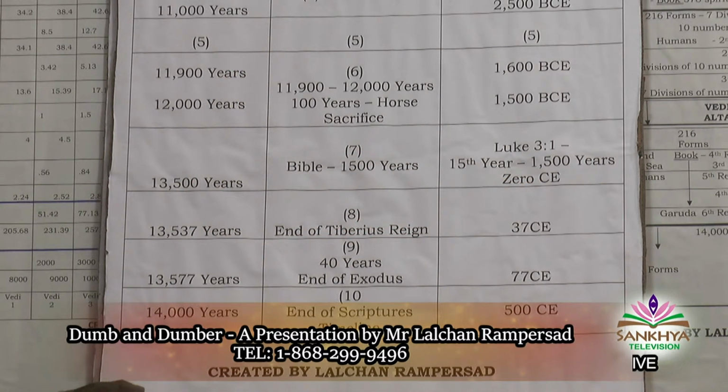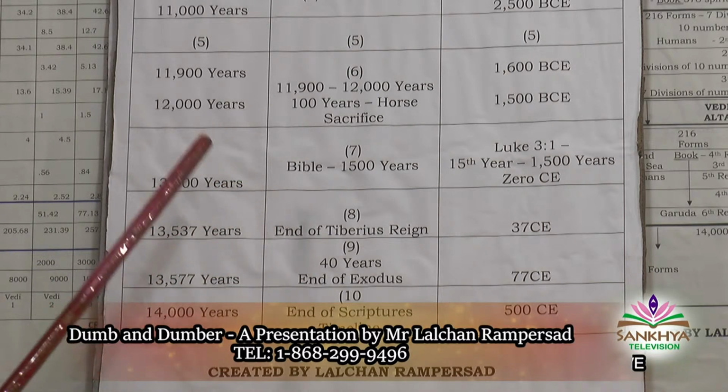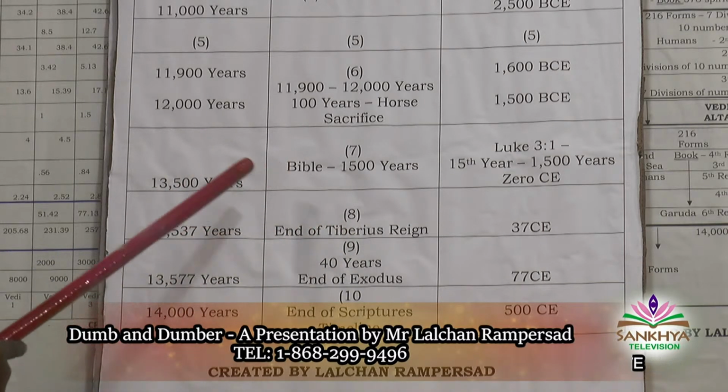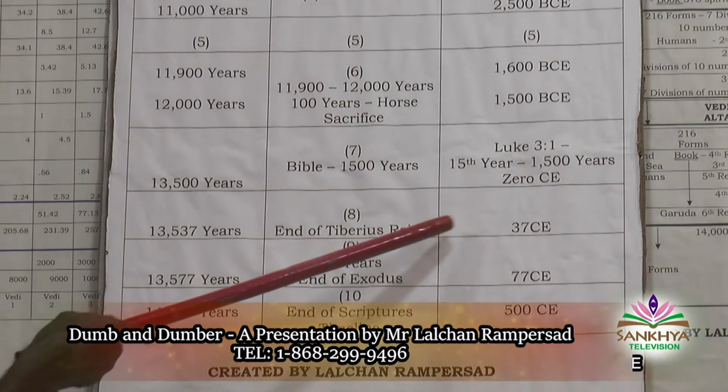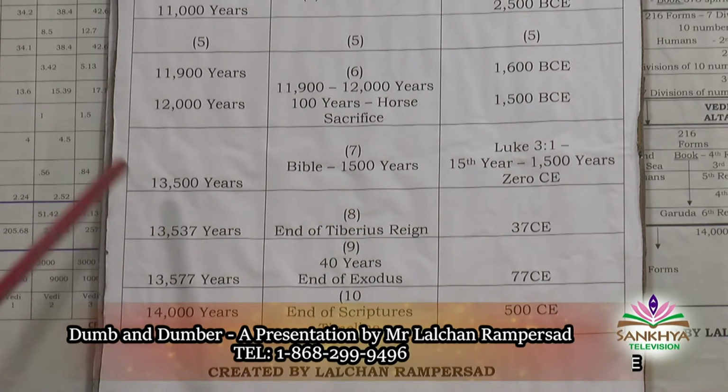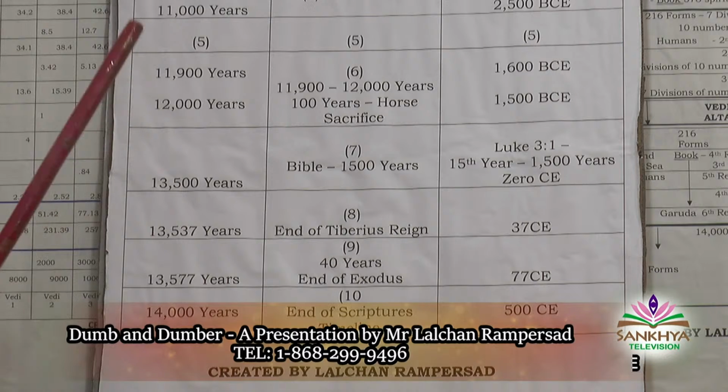All right. Now, in 1500 years, from 12,000 years, 13,500 years to 0 BCE, to the end of Tiberius' rule. This is stated very clearly in the Bible, but people misunderstand it. Tiberius ruled for 37 years, so you have 37 CE. So in the Siddhanta calendar, it will be 13,537 years, right?